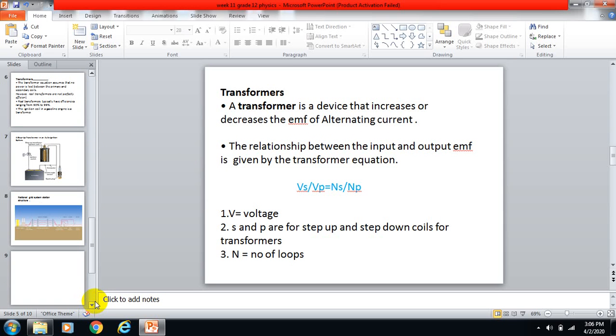I hope you are going to cover it. Try to solve the sample problems here, and another thing is to practice different structures for the transformers as well. See you next week, inshallah.